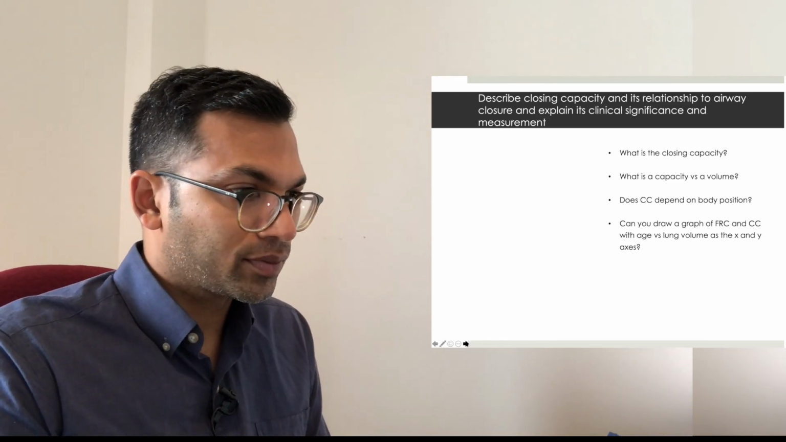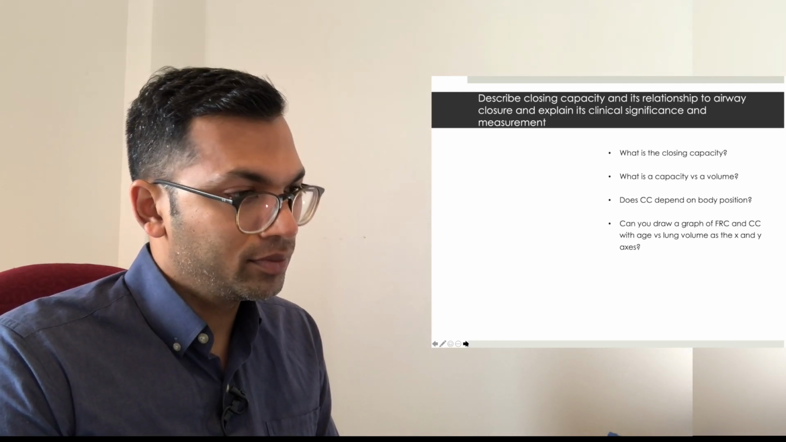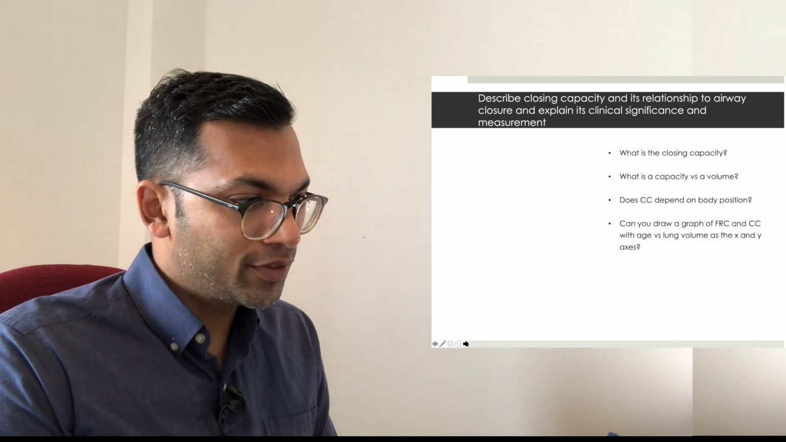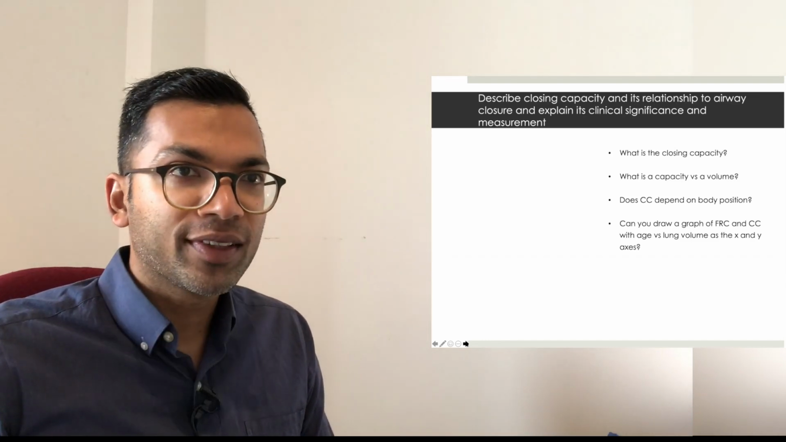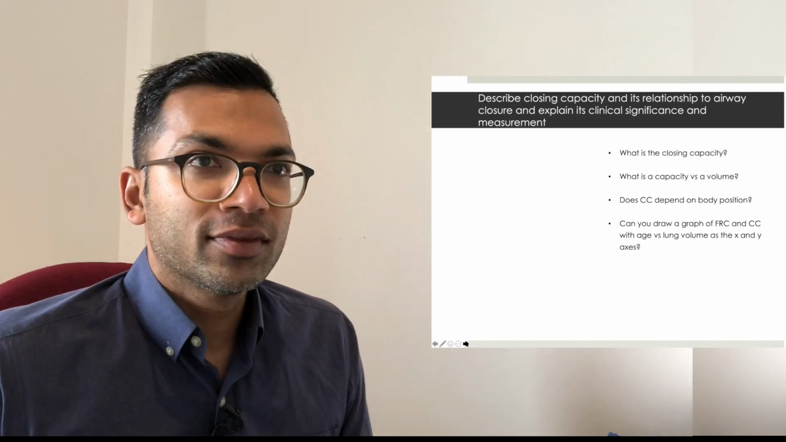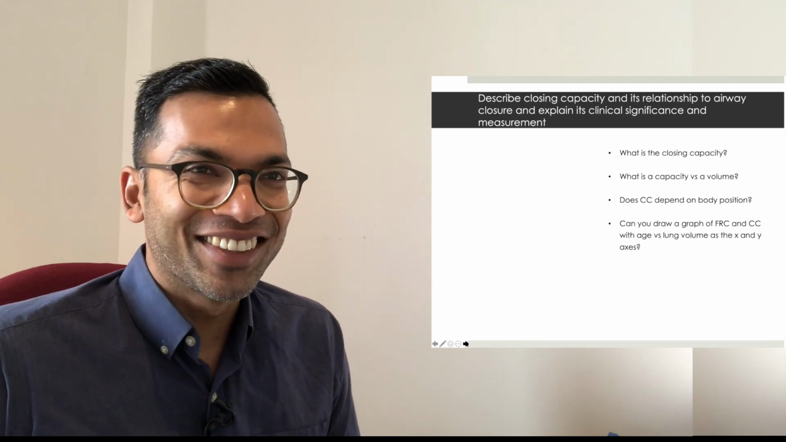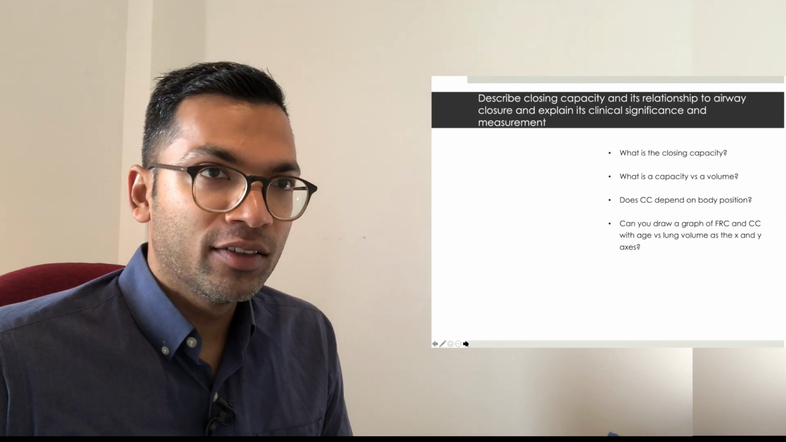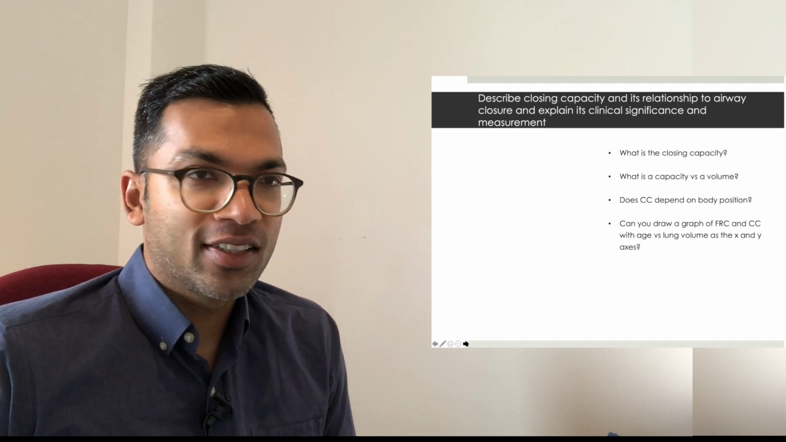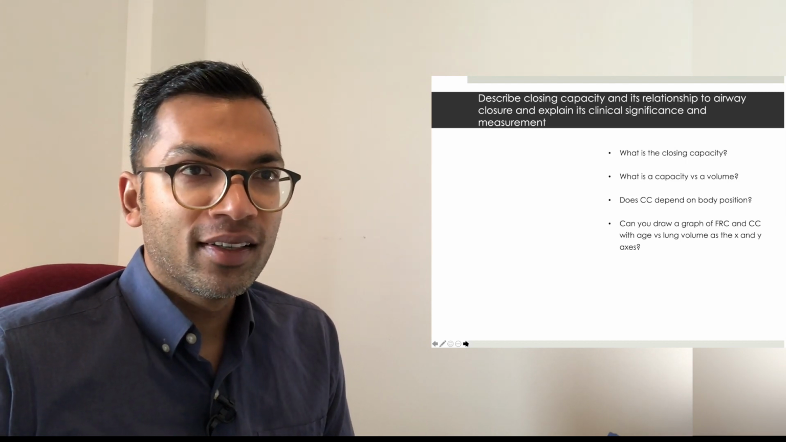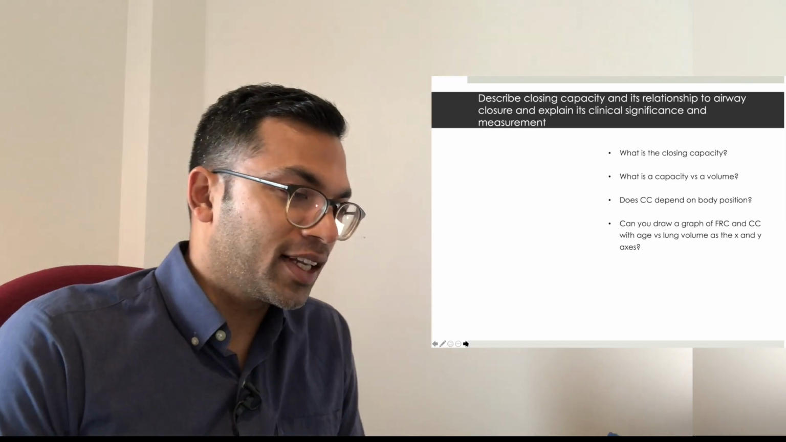Closing capacity is the lowest lung volume at which closure of small airways is observed to occur. And what is a capacity versus a volume? I'm going to take a punt at this. I think a volume is potentially a dynamically changing volume, whereas a capacity might be fixed, but I feel like I'm not. That's right. Have you seen the spirometry volume loops? Yes. And so you'll find that a capacity is just comprised of two or more volumes. And so closing capacity, what's that a combination of?